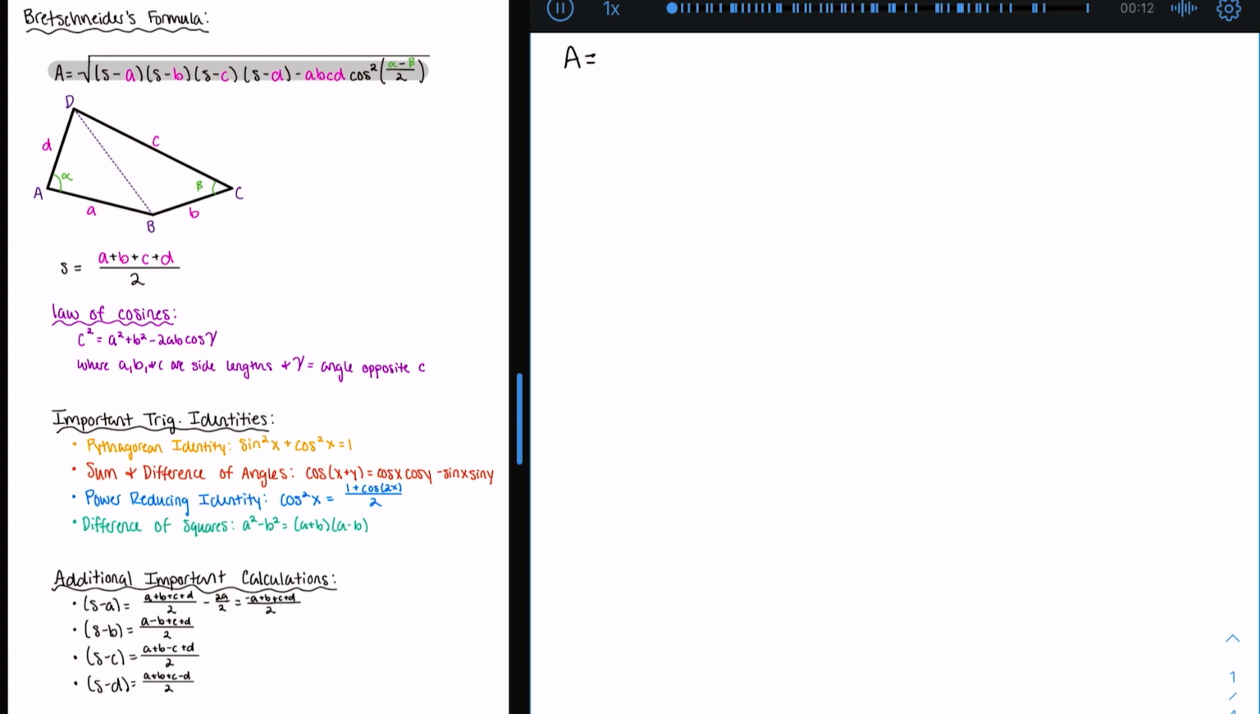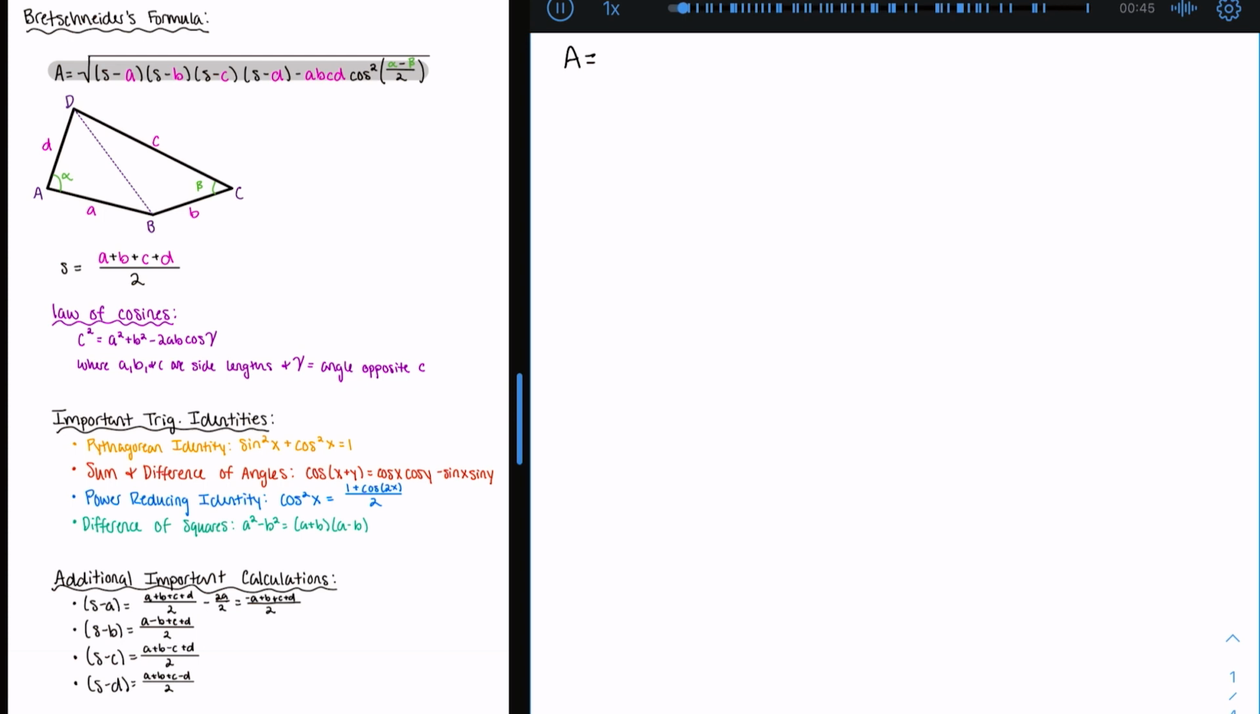Over here at the top left, I have the formula highlighted in gray, as well as an image of a quadrilateral that we are going to use to derive the formula. S is the semi-perimeter, which we will need for the formula, and it is a plus b plus c plus d, which are the four sides, all divided by 2. I also have some additional theorems and calculations that we will need to derive the formula.